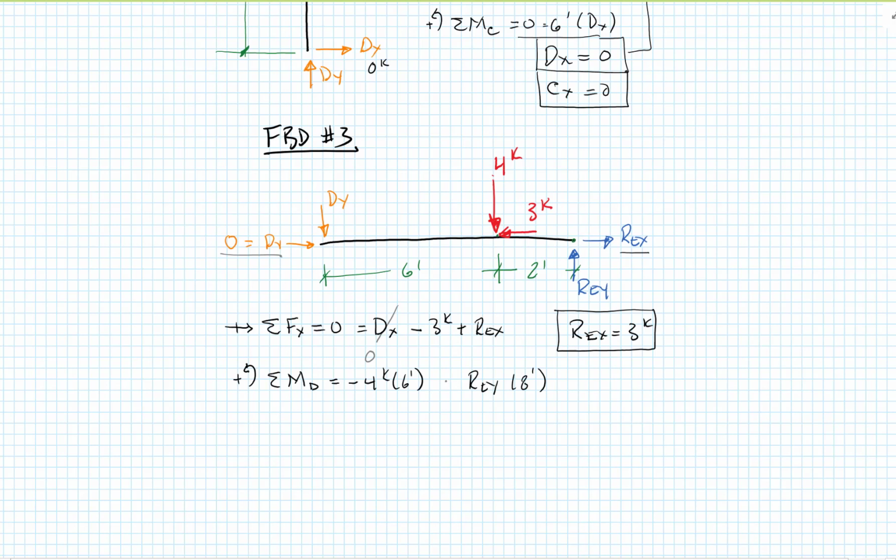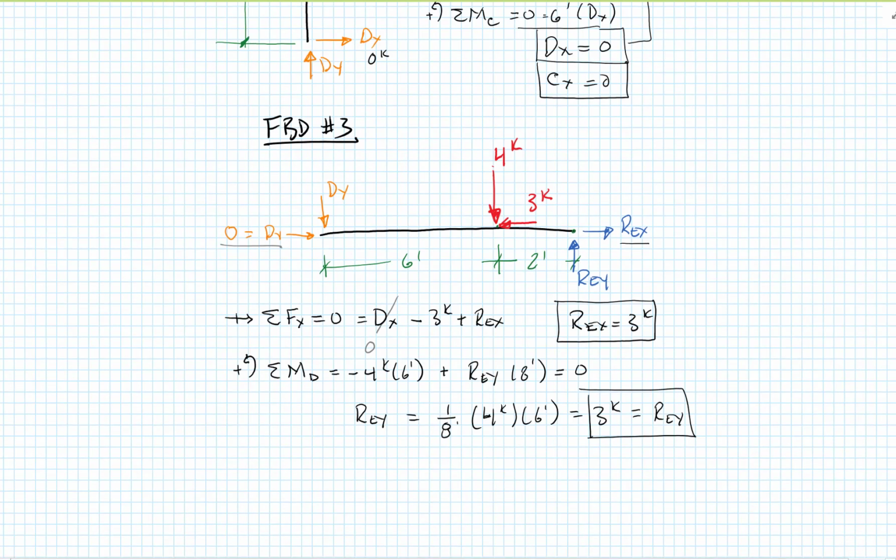And that's going positive, so I add those up, and that has to equal 0. So Rey has to equal 1/8 times 4 kips times 6 feet. I lost my negative sign by bringing Rey over to the other side. That's 24 divided by 8, and I get 3 kips as well, Rey. So I've solved for the bottom 2 reactions. They're both 3 kips. Because I got positive numbers, it tells me they're both going in the same direction, as I assumed.